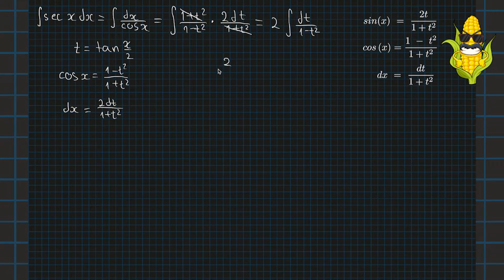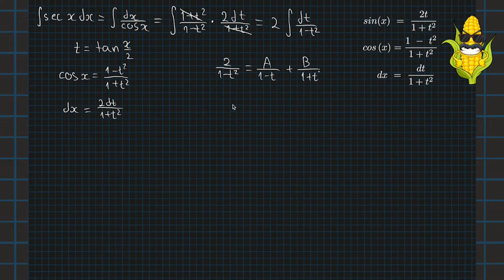So you have 2 over 1 minus t squared, and we would like to express this as a over 1 minus t plus some constant b over 1 plus t. And we can do this, of course, because this is a difference of 2 squares.